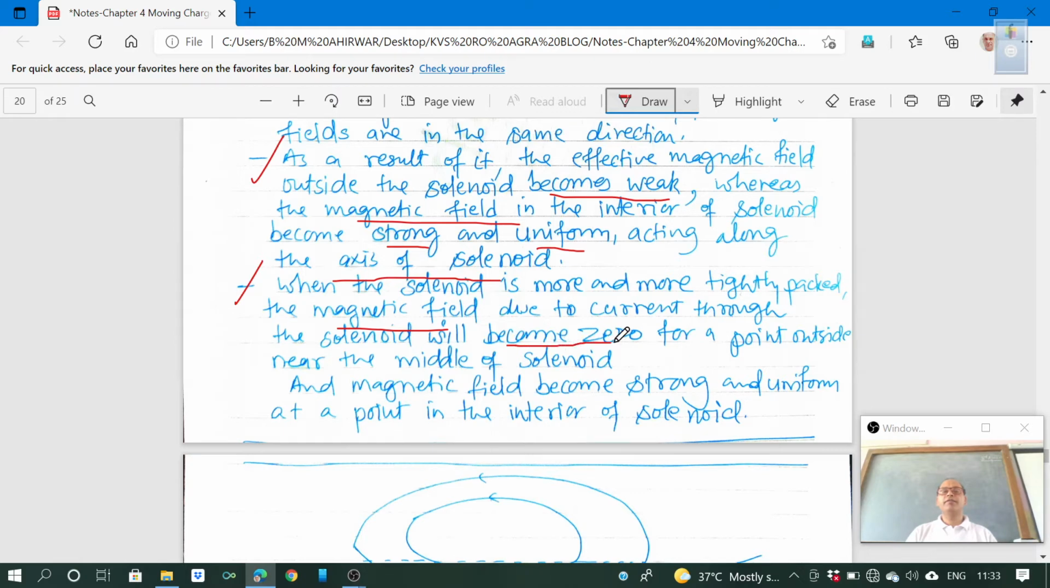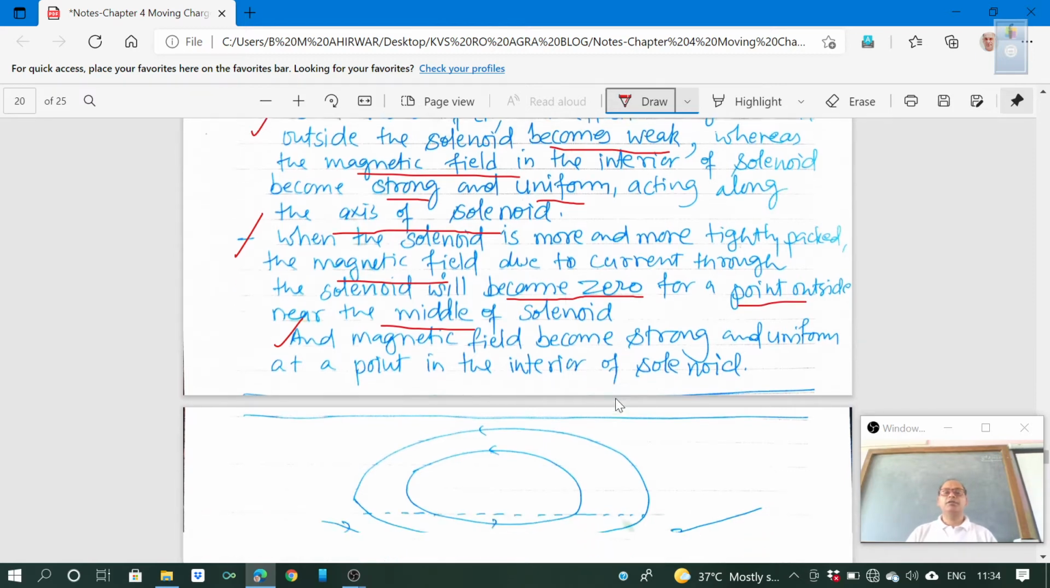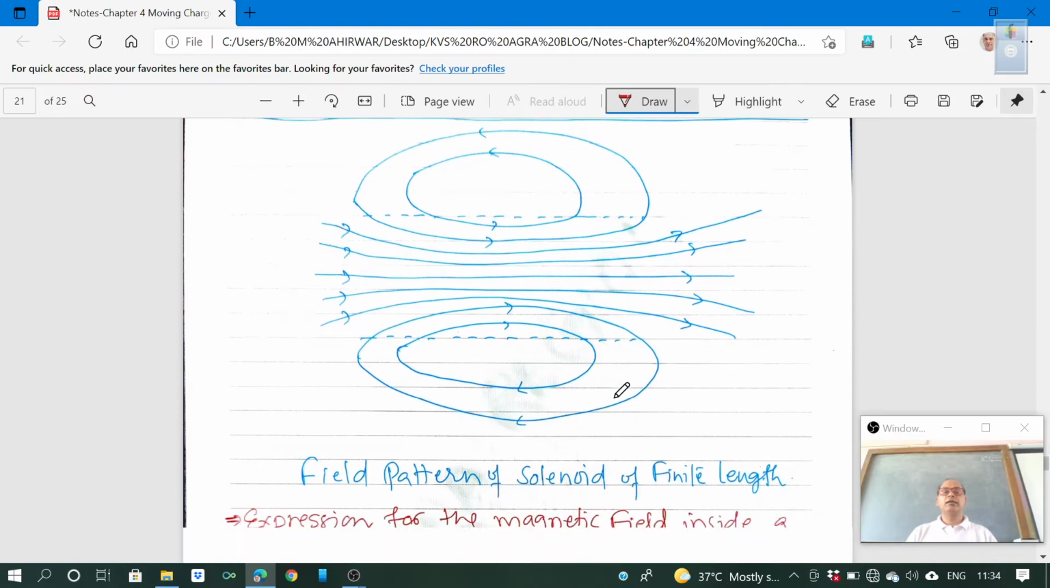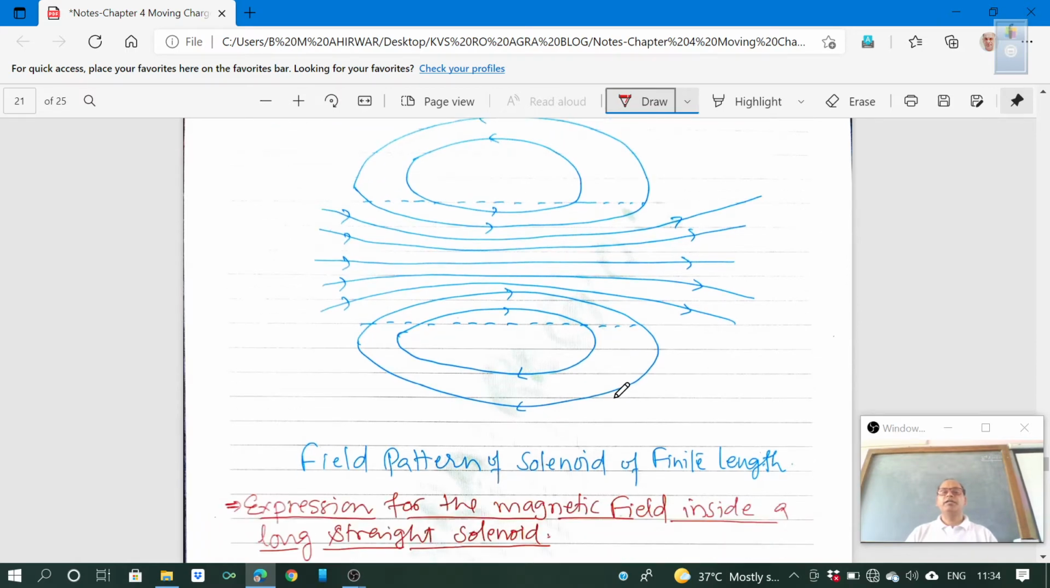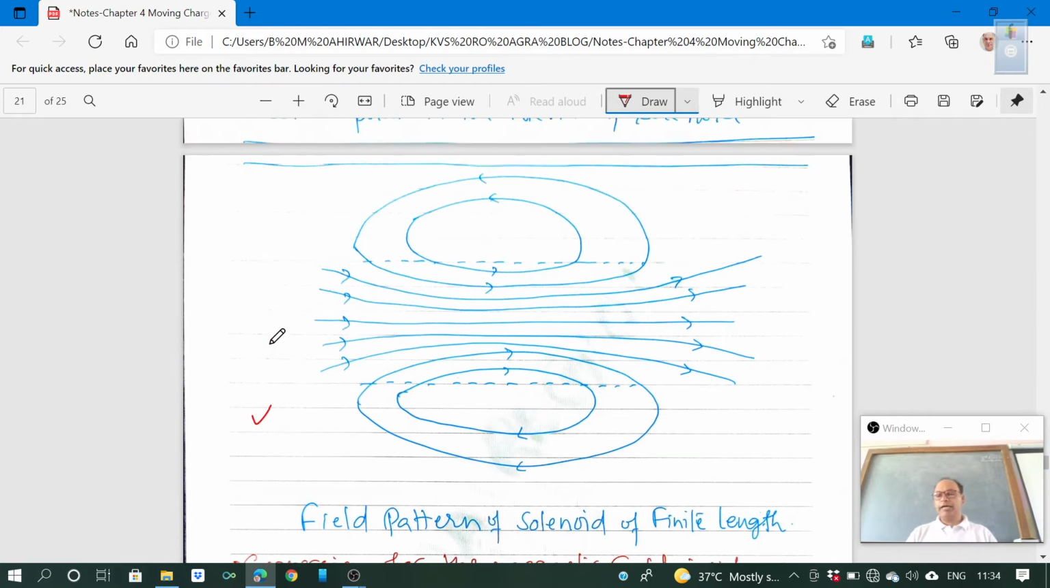The magnetic field outside the solenoid becomes zero for a point outside and near the middle of the solenoid, and the magnetic field becomes strong and uniform at a point in the interior of the solenoid. So these are the field patterns of a solenoid of finite length. Actually, an ideal solenoid is very long, and its length is very large as compared to its radius.